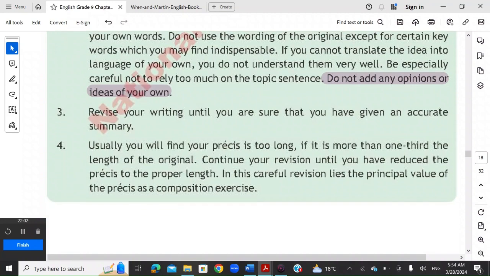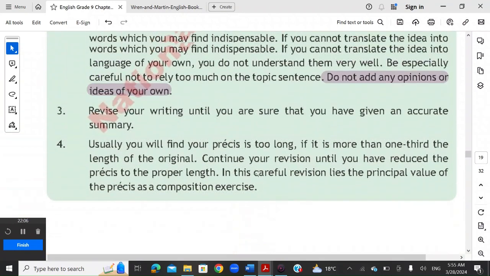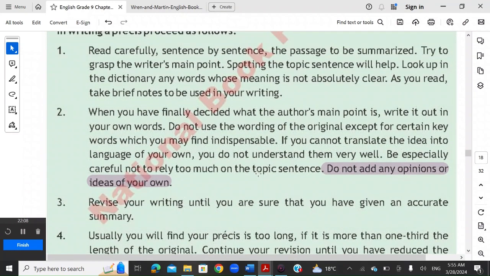I hope the things are clear. And inshallah, one more lecture on this chapter, and we will be done. Inshallah, I will share the question answers part, the glossary part, and the summary part tomorrow.